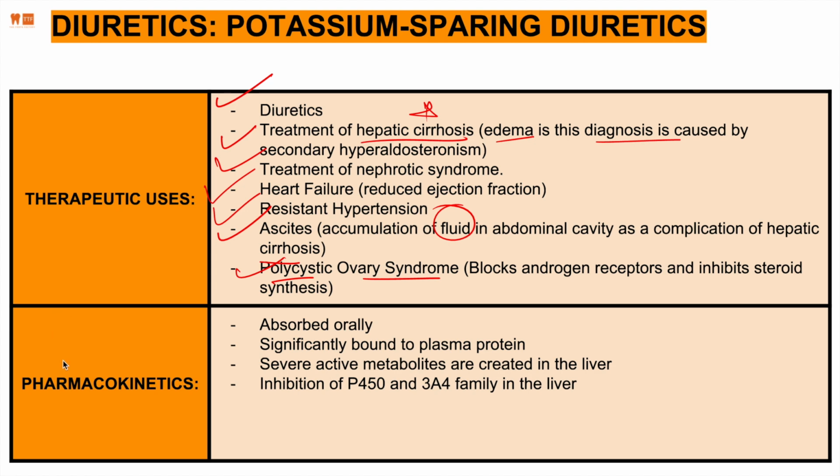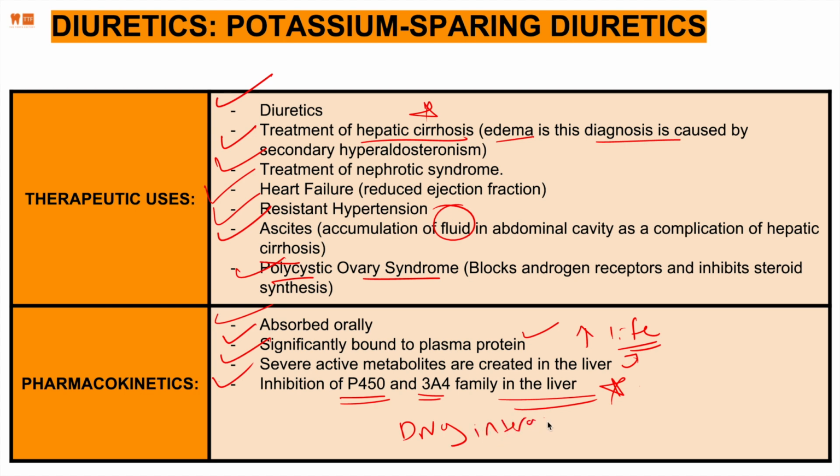as well. Pharmacokinetics: it's absorbed orally, significantly bound to plasma protein, which means there's going to be an increase in its half-life because it's going to have a longer duration of action. Several active metabolites are created in the liver, again increasing half-life, and it inhibits CYP450, the CYP3A4 family of enzymes in the liver. This is important because it causes drug interactions. Again, there's a lecture on drug interactions, linked right here.